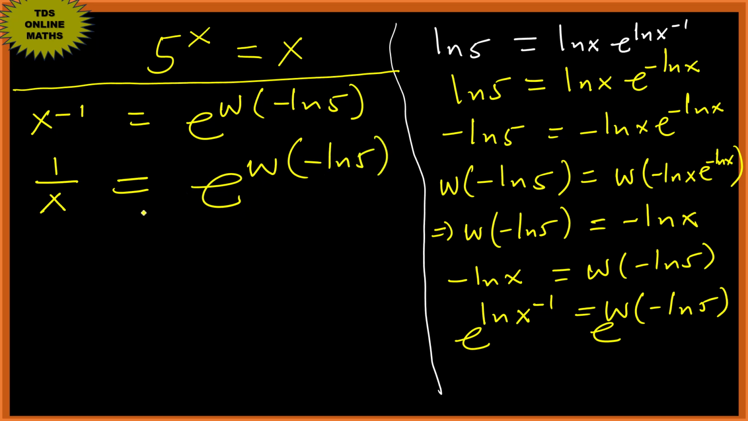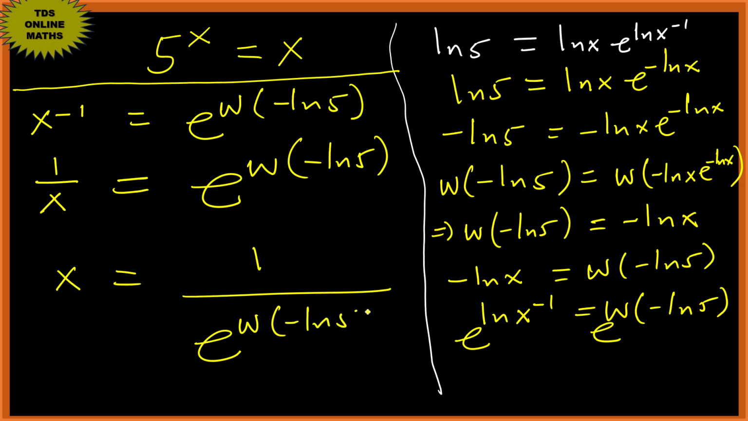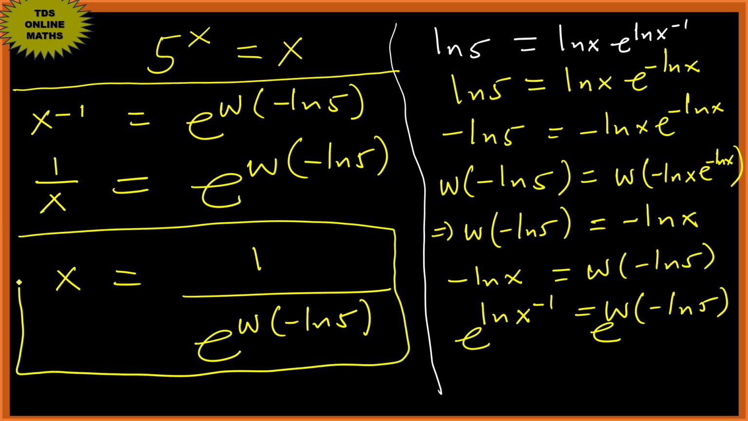So my x is just interchanging the position, or do cross multiplication. So my x is straight away 1 over e raised to the W function of negative ln of 5. So that's the answer. That is my x.